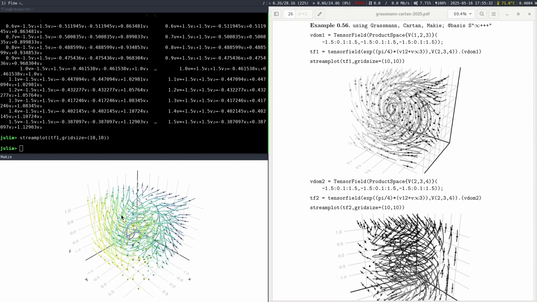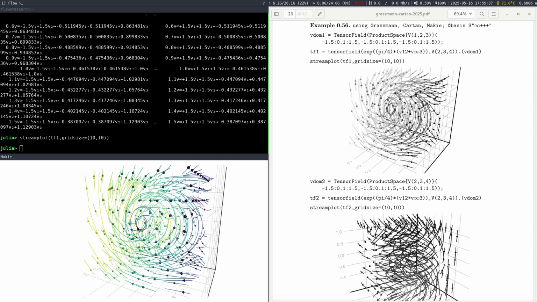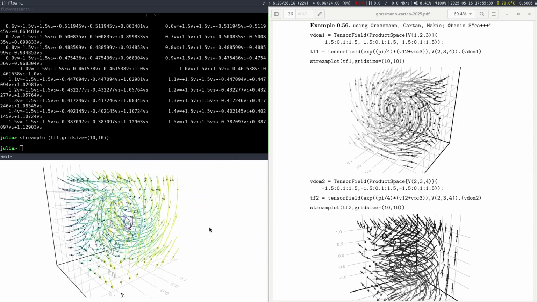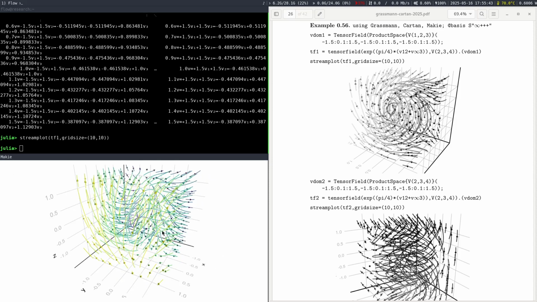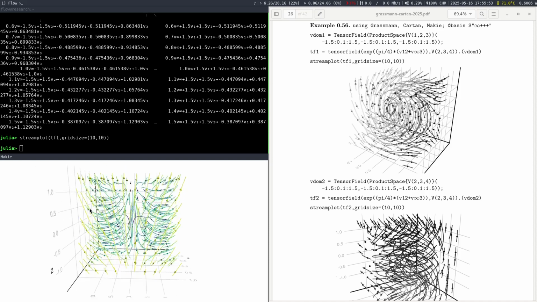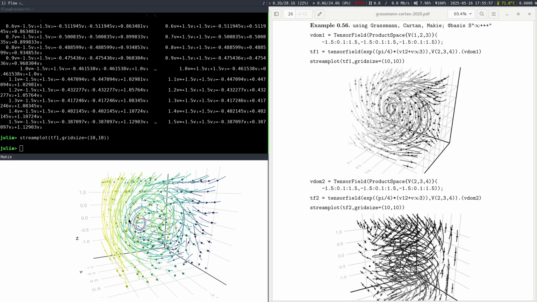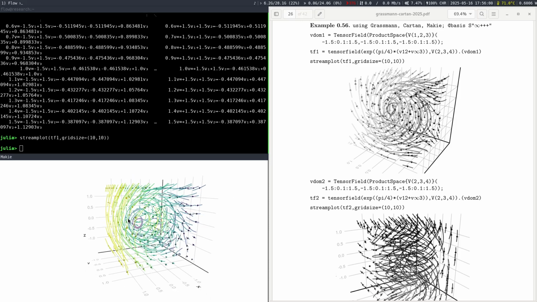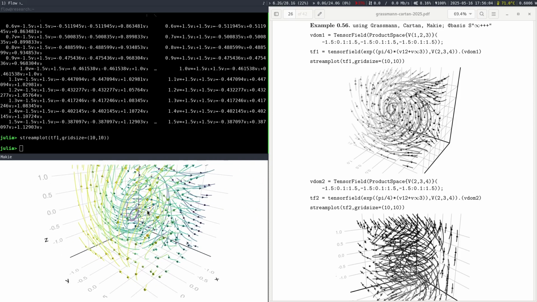All right, so there we go. Now we get the correct plot. So that's the plot right there. This is the plot that's displayed in a lot of images related to Grassmann.jl. I like using this as kind of a representation of what's possible with Grassmann.jl. So this is that tensor field that gets produced from that calculation, right?